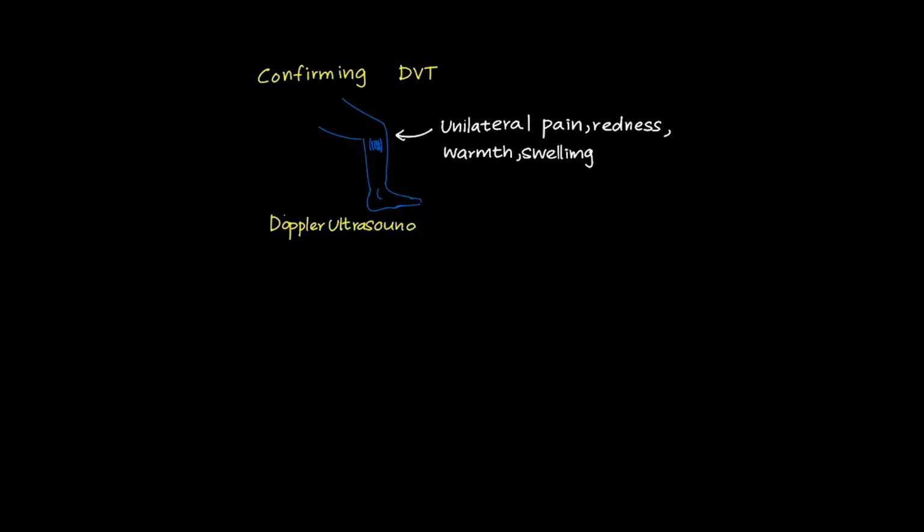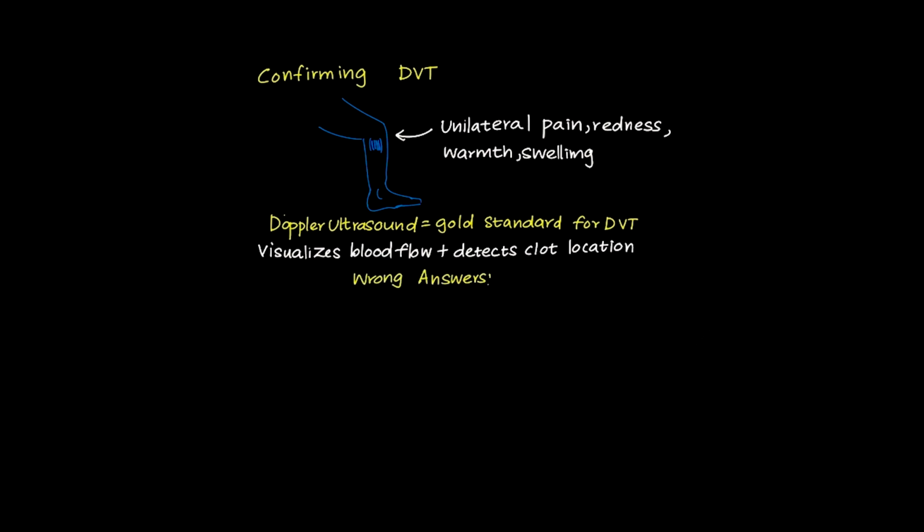It directly visualizes blood flow patterns inside the veins and can show exactly where a clot is blocking or altering flow. It's non-invasive, widely available and highly accurate. The wrong answers all assess different things. The ankle brachial index compares blood pressure at the ankle and arm to screen for peripheral arterial disease. It's about arteries, not veins.